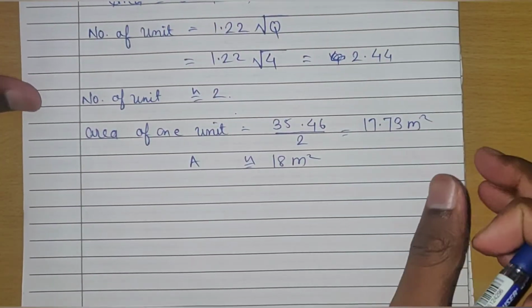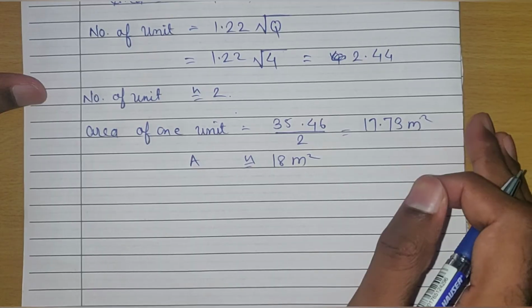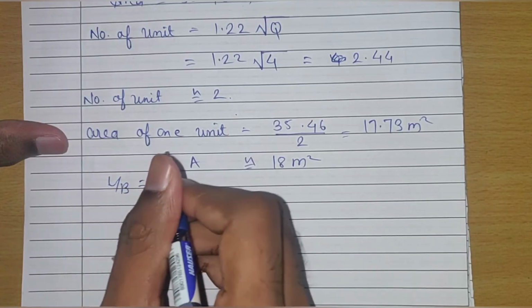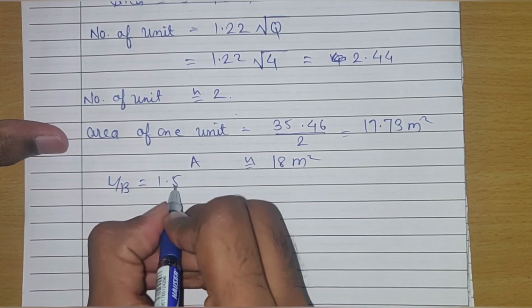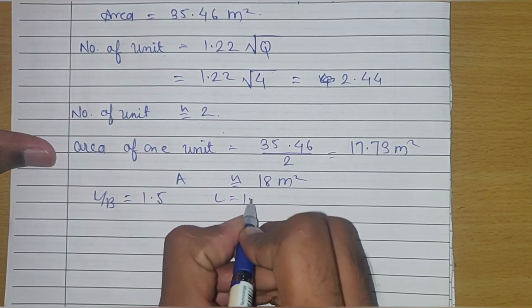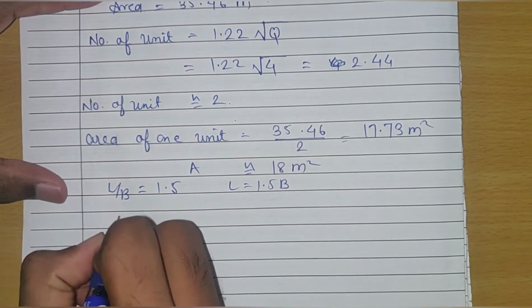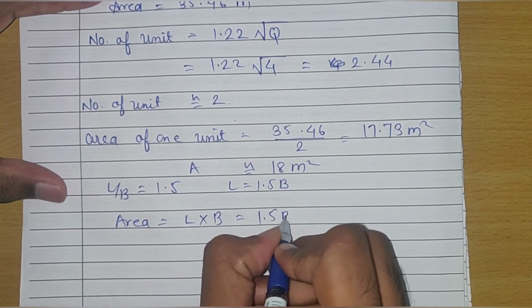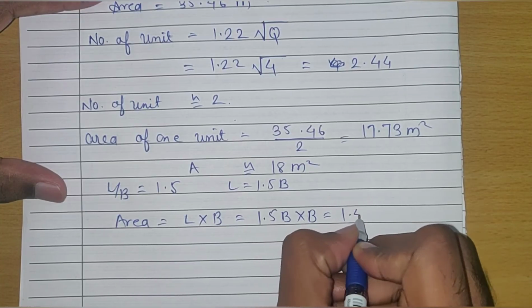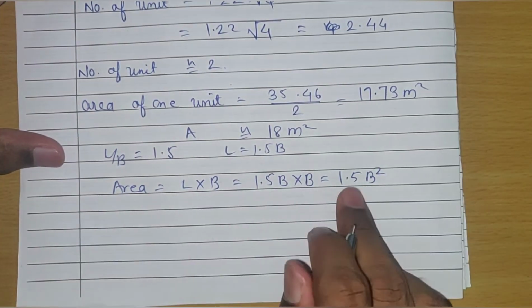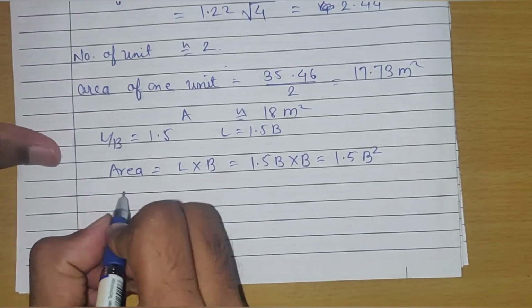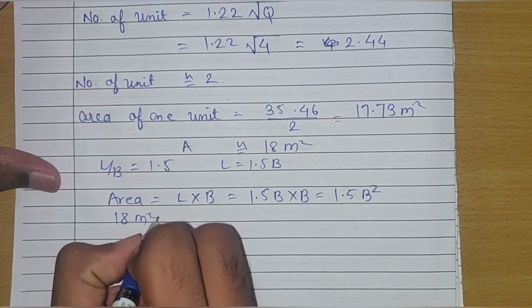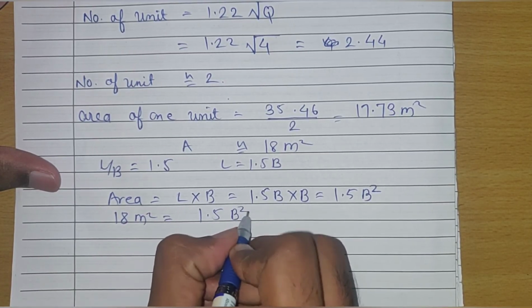Now generally the rapid sand filters are of rectangular shape, so let's assume it is rectangular, and L by B ratio of the rapid sand filter is 1.5. Let's take L by B ratio 1.5. L is equal to 1.5 times B. So we know that area is equal to length into breadth. Length is 1.5 times B into B, that is 1.5 B square. Then the area of one filter unit, 18 meter square, is equal to 1.5 times B square.